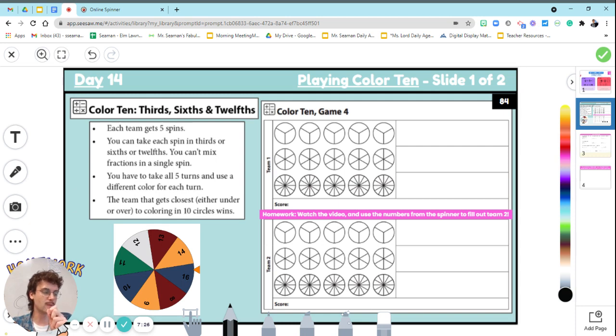You're going to click this spinner. We have a brand new spinner today. And if you notice, each of these are different. There's thirds, sixths, and 12ths. Last time we played halves, fourths, and eighths. Now it's going to be thirds, sixths, and 12ths.